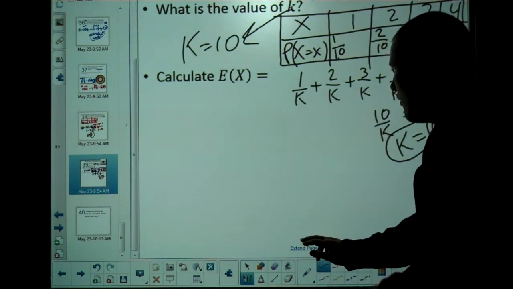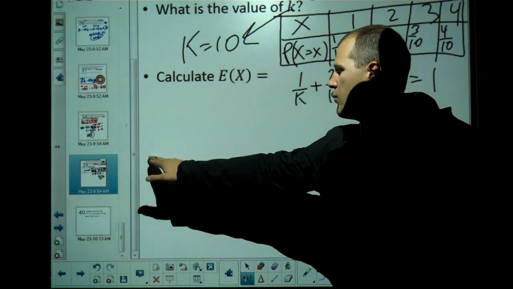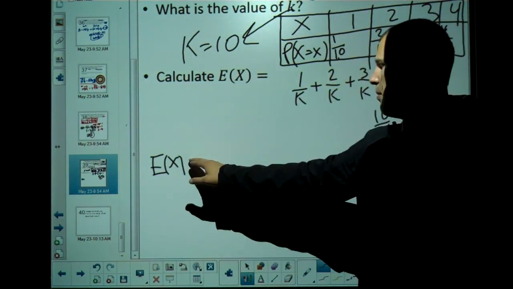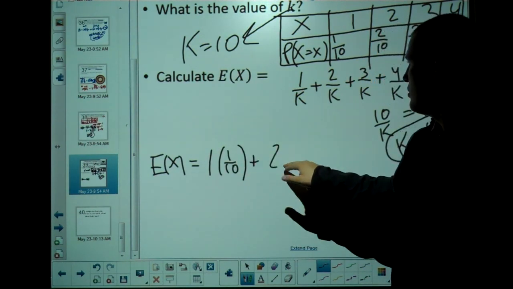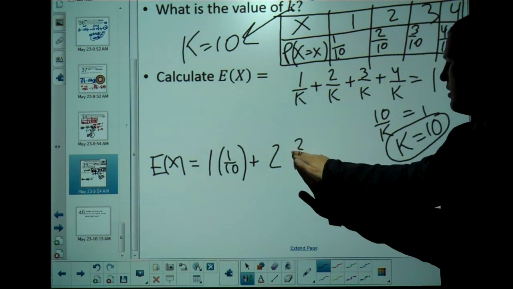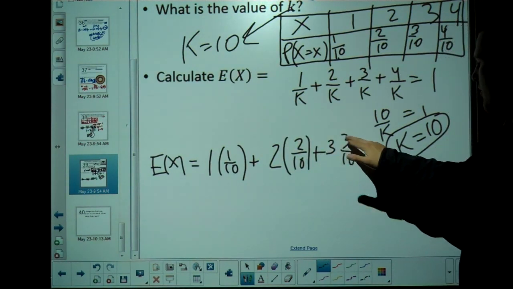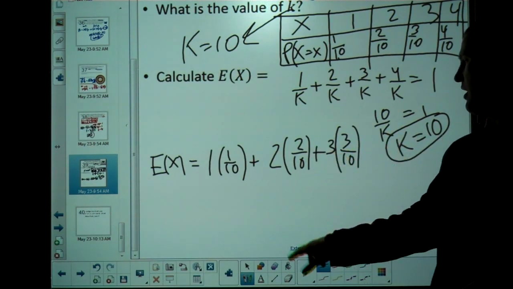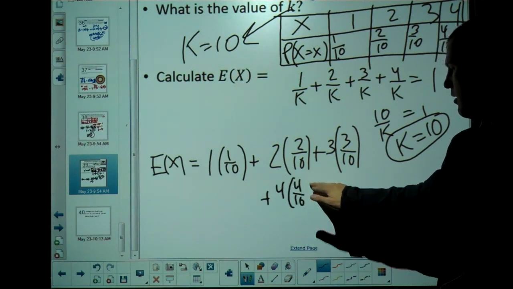Let's do it. As far as expectation of x, all we're going to do is plug in exactly what the formula says. Take the outcome, multiply by the probabilities. That's going to look like this. 1 times its probability of a tenth plus 2 times its probability of 2 tenths plus 3 times its probability of 3 tenths. Oops, looks like I'm out of space. Don't know if you know this, it's just like writing a book. If you run out of space, you go to the next line. Plus 4 times 4 tenths.